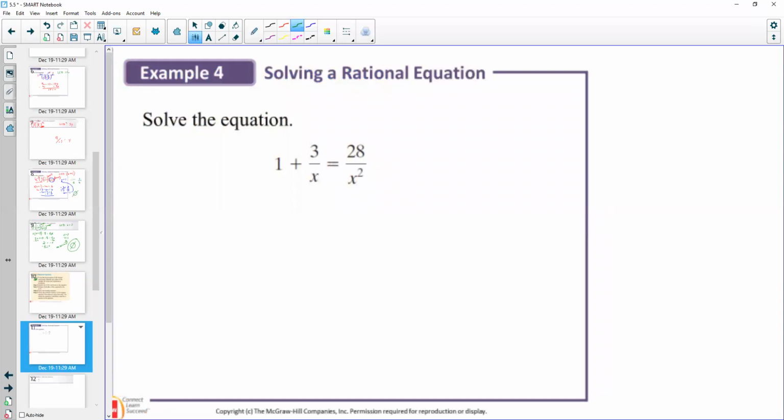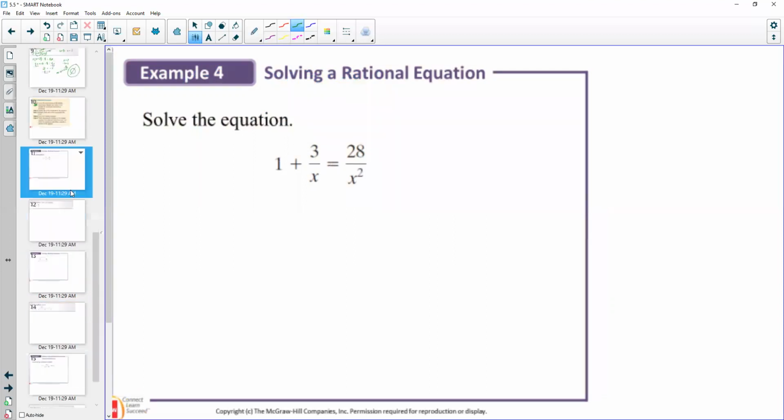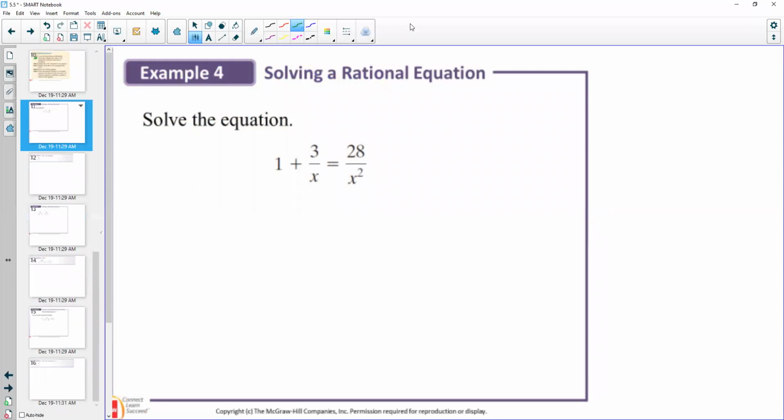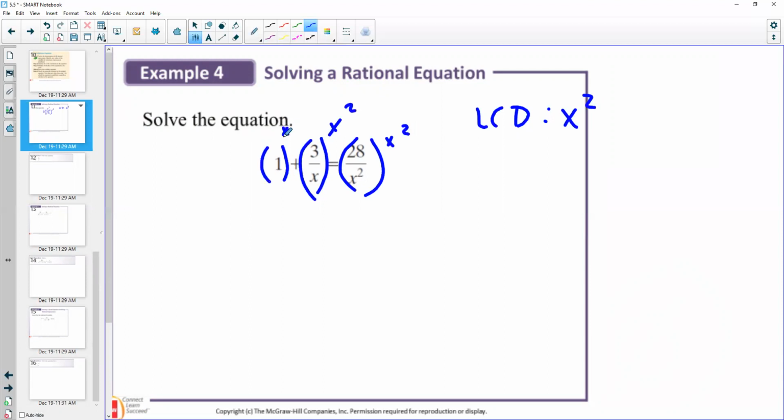All right, so let's try this one. Well, I don't see anything to factor, which is all right, but I do see a variable with an exponent. Well, okay. So let's see, my least common denominator here is the highest exponent variable. So it would be x squared. So just like before, I'm going to multiply every single piece by x squared. So in the first fraction, let's see, I just get x squared. In the second, that guy cancels. I get plus 3x. In the third one, I get equals 28.